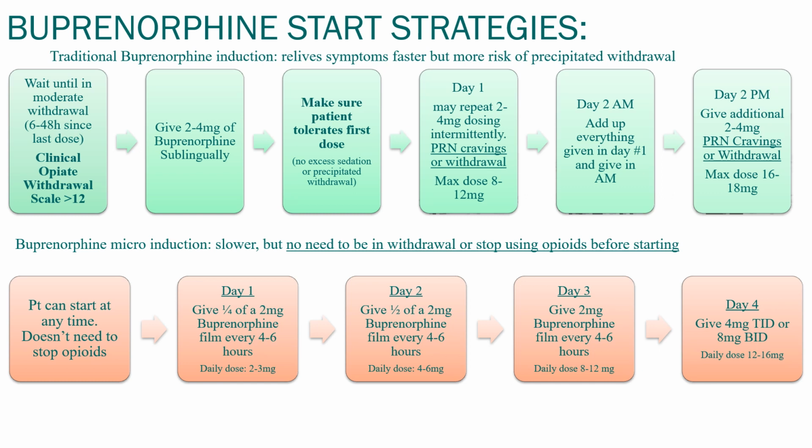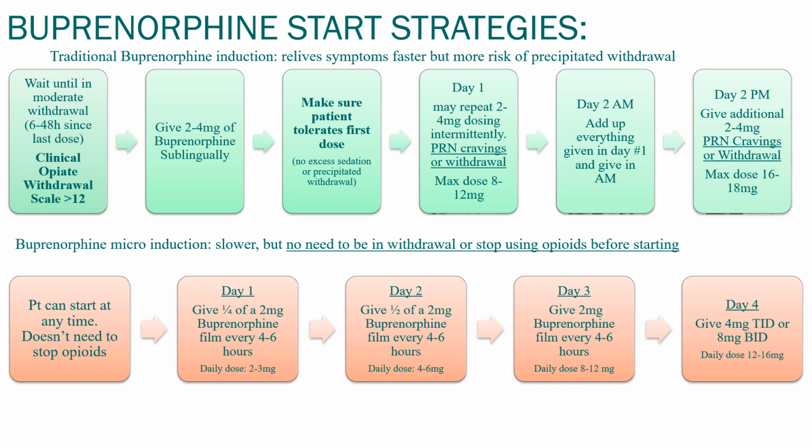So with bupe microinduction, patients get a fourth of a 2 milligram film every 4 to 6 hours for the first day. So that's literally 0.5 milligrams that they're using every 4 to 6 hours for day 1. Day 2, they should take a half of a 2 milligram film every 4 to 6 hours. So that's, they're taking 1 milligram every 4 to 6 hours over the course of day 2.